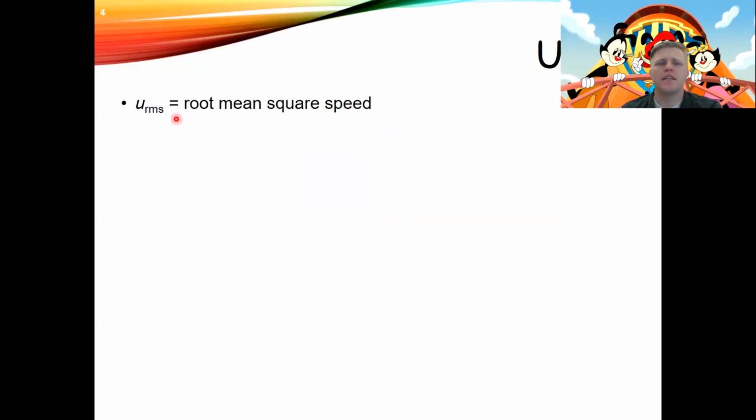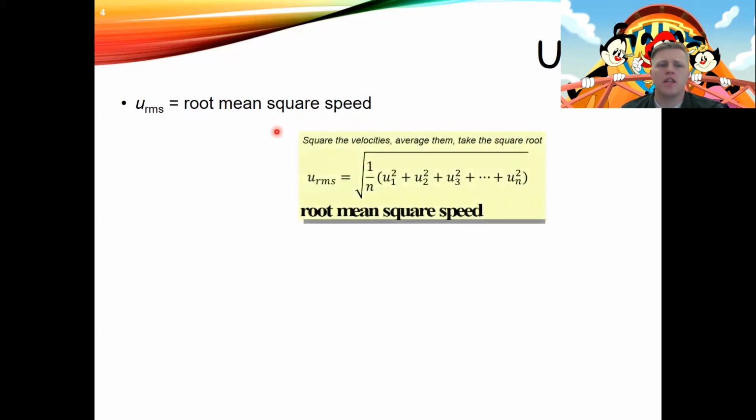RMS is an abbreviation that stands for root mean square. It's a type of average, but not the typical mean that we deal with. In the root mean square, we do these mathematical operations in reverse order. We start by squaring something, then take the average of those squared numbers, and then take the square root of that average.